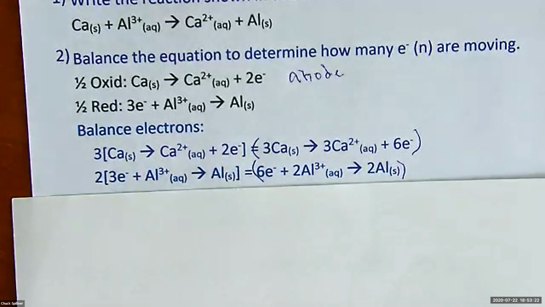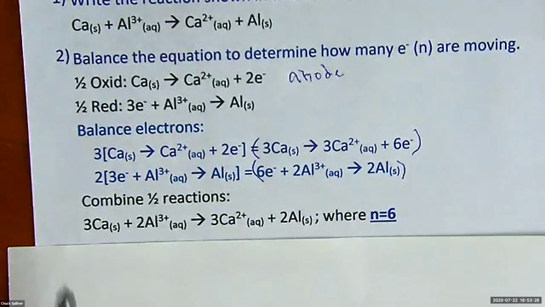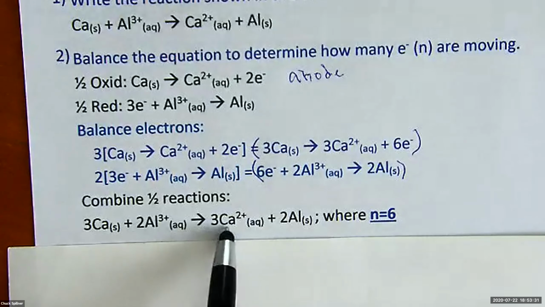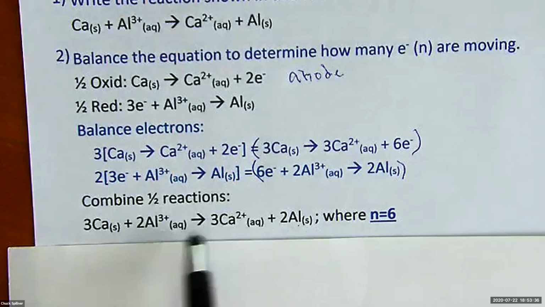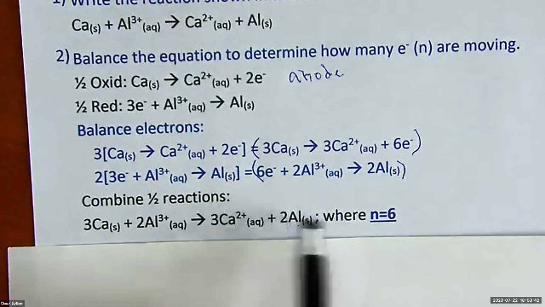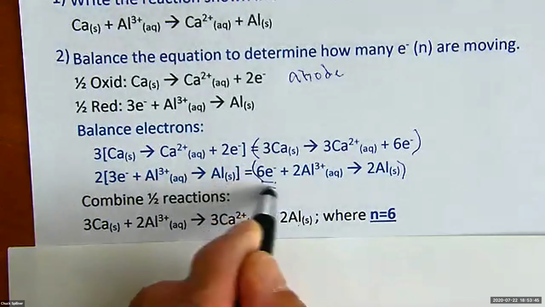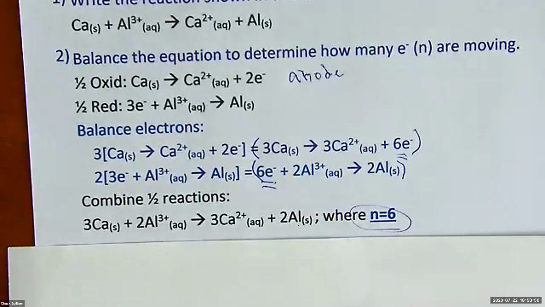So now we can combine these half reactions into a full reaction. And what we end up with is 3 calciums plus 2 aluminum 3+ ions going to 3 calcium 2+ ions plus 2 aluminums. Now we don't really need this reaction. We don't do any stoichiometry in these problems. But what we do need to know is how many electrons are being transferred. And we learned that up there, and I circled it here. n is equal to 6. In all of those equations that we looked at, several of them contained the number of electrons being transferred. And in this particular problem, it is 6 electrons.